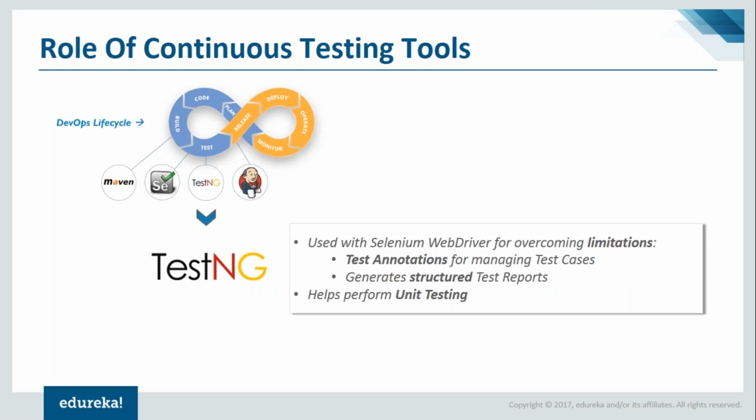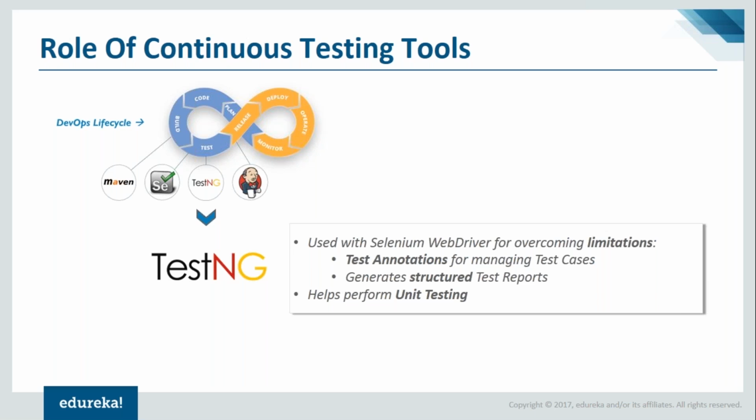TestNG overcomes Selenium's test case management limitation by involving something called test annotations. So with test annotations, your entire code can be broken down into smaller pieces of code, each being annotated with a test case. So that way you will be executing smaller test cases and you will get to know which test case has a bug.